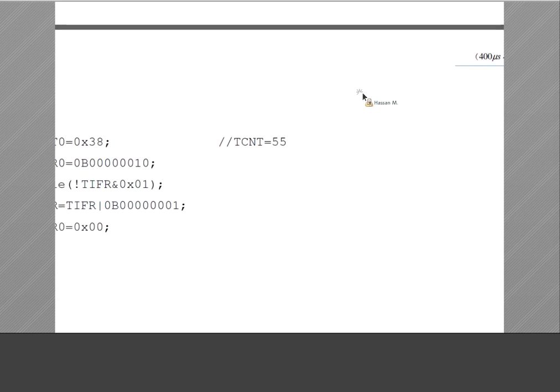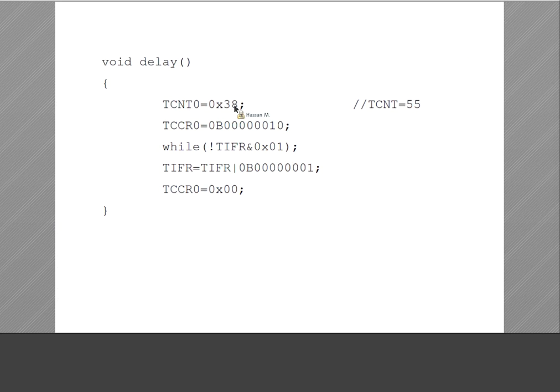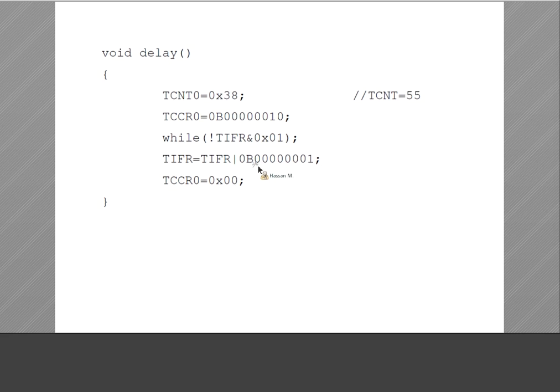This is because T count is initialized by 38 in hexadecimal, or 56 in decimal. Okay, that's right.